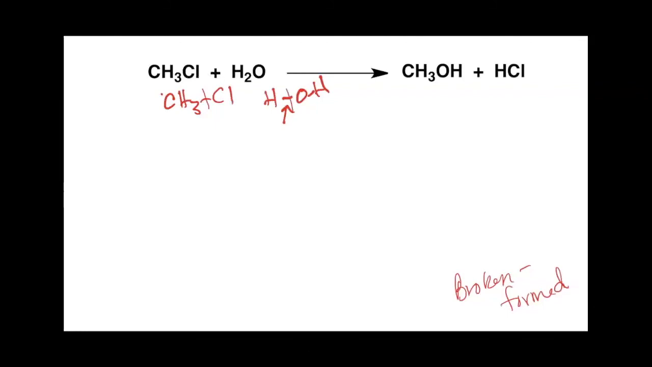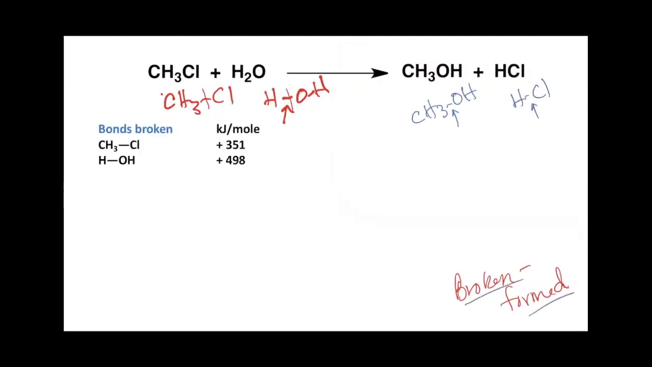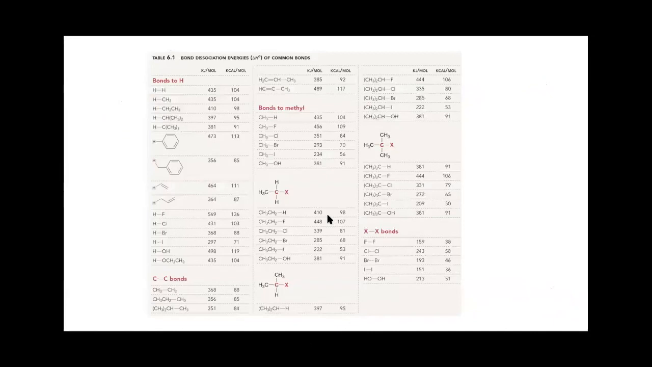And then if we talk about what bonds are formed, we have a CH3-OH bond formed right there, and we have an HCl bond formed. So if we do our broken minus formed, the bonds broken are going to be CH3-Cl and the H2O. If we look those values up on the table, we have a CH3-Cl bond broken. And I think this may be one of the hardest parts, is finding these values. CH3-Cl, so we have 351. And then we have an H2O, so an H-O bond broken. And that value is right here. So we're going to use 351 and 498 for our bonds broken.